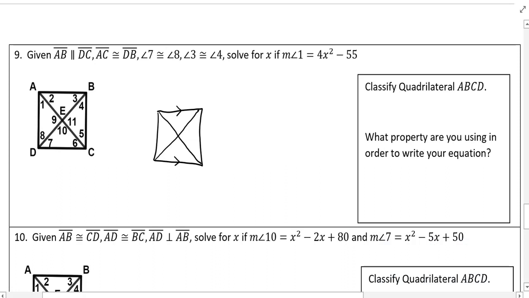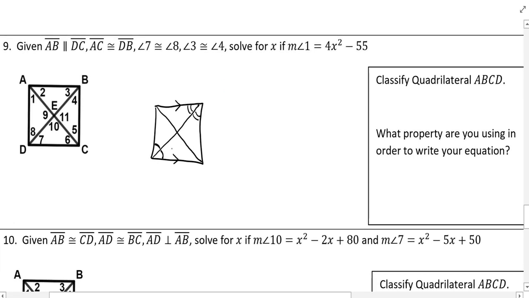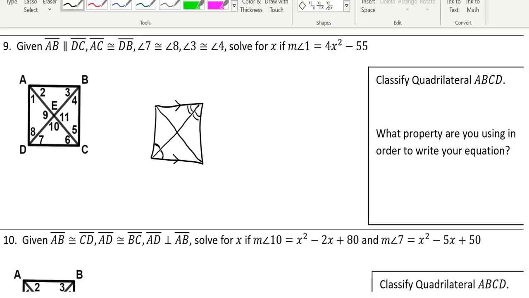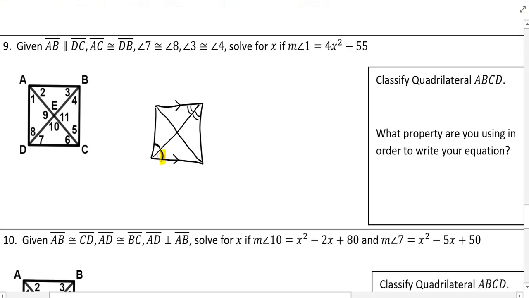We're also told that measure of angle 7 is congruent to measure of angle 8, so I'm going to mark those congruent. And we're told that the measure of angle 3 and 4 are congruent to each other. Because the top and the bottom are parallel, we have alternate interior angles. I'll highlight them here, and so we know those are congruent.